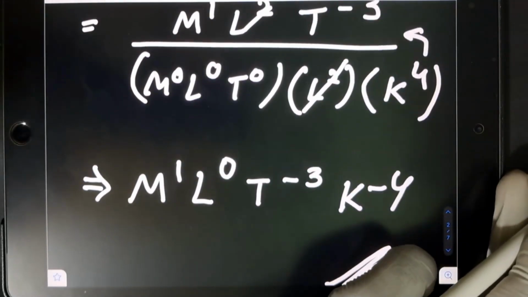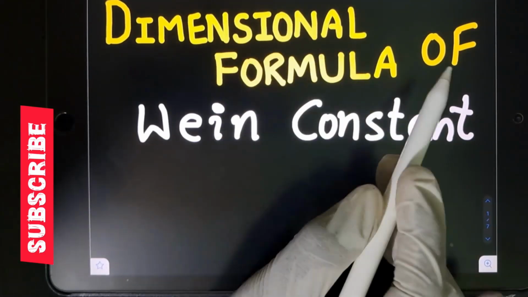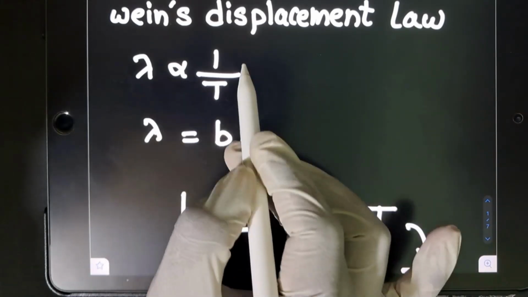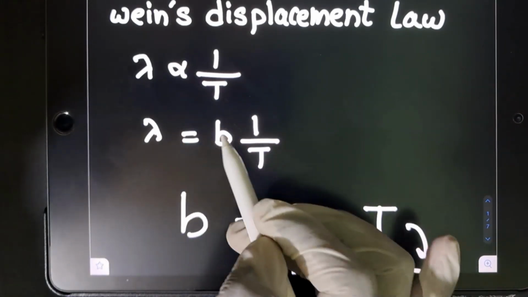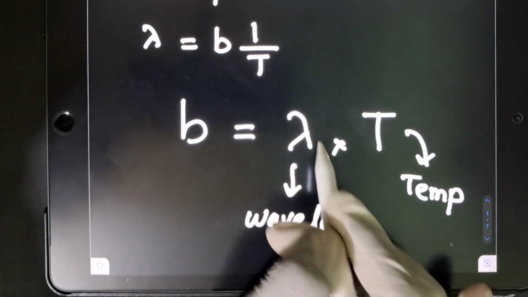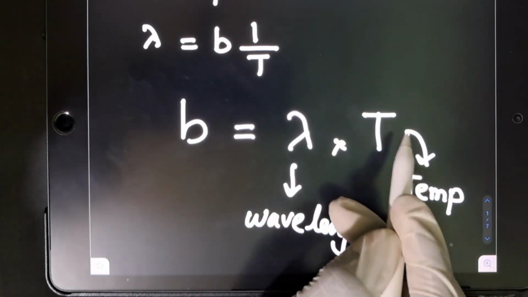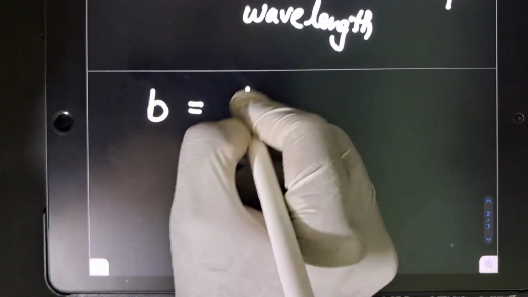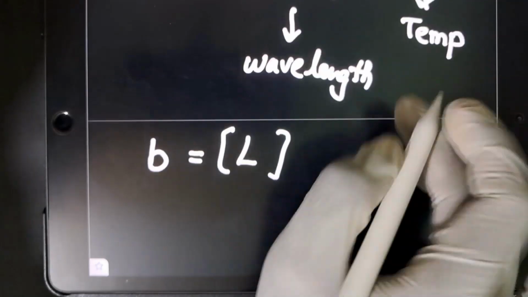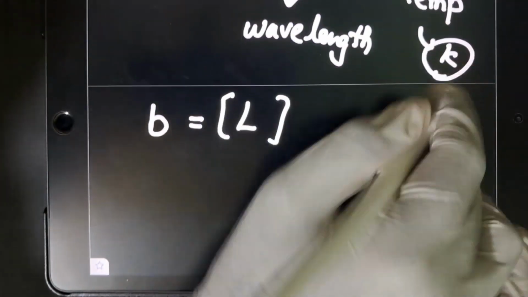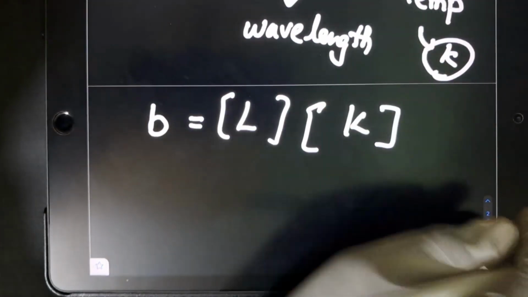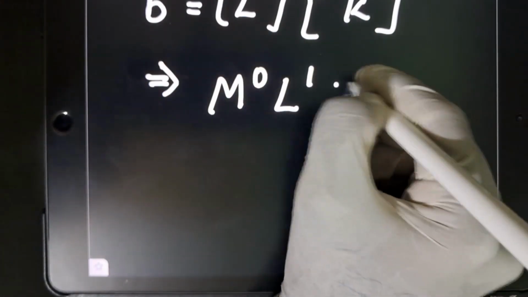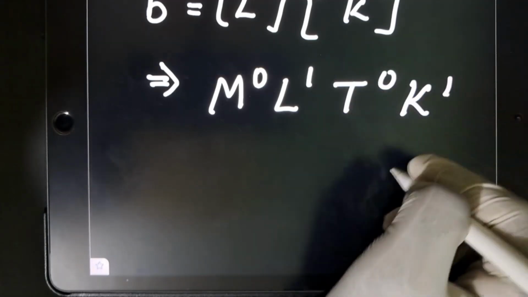To find the dimensional formula of Wien's constant, lambda is equal to B into 1 by T, B by T. So here B is Wien's constant, B is equal to lambda into T. Lambda is wavelength, T is temperature. So here B is lambda, represented by L power 1, and temperature is K, not T, K power 1. So we get M power 0, L power 1, T power 0 and K power 1.